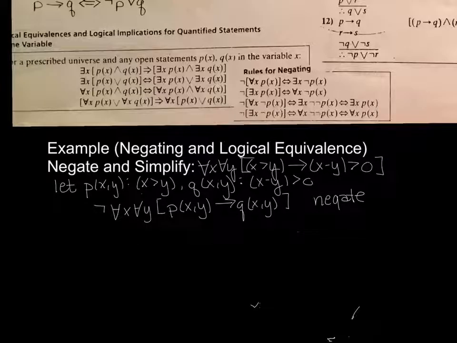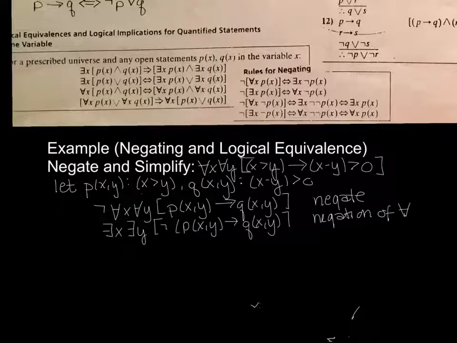So with my substitution and my negation, I have the negation of, for all x, for all y, p of xy implies q of xy. Again, I substituted p of xy for x is greater than y, and I substituted x minus y is greater than 0 with q of xy, and my justification for this entire step is the negate.